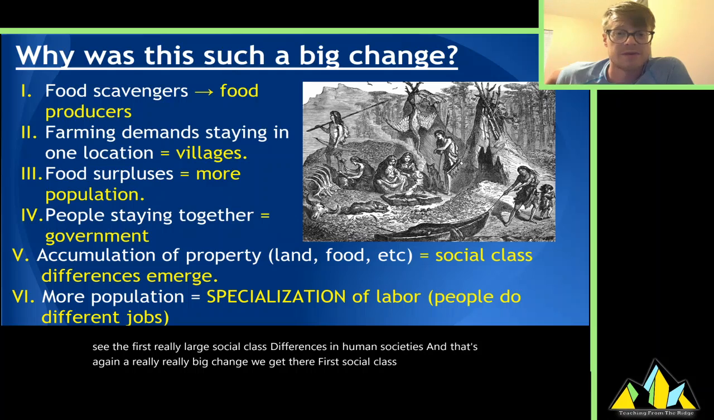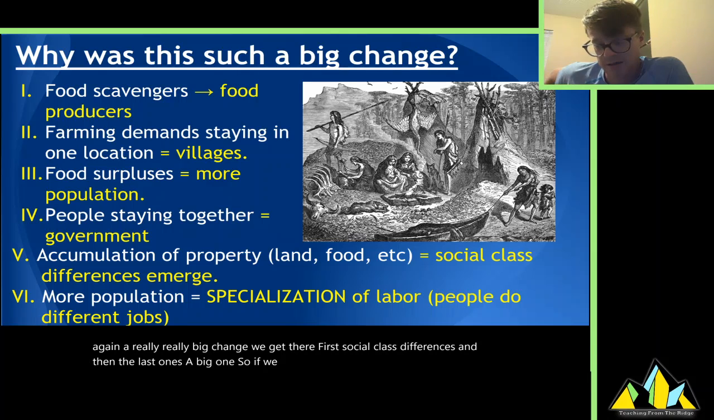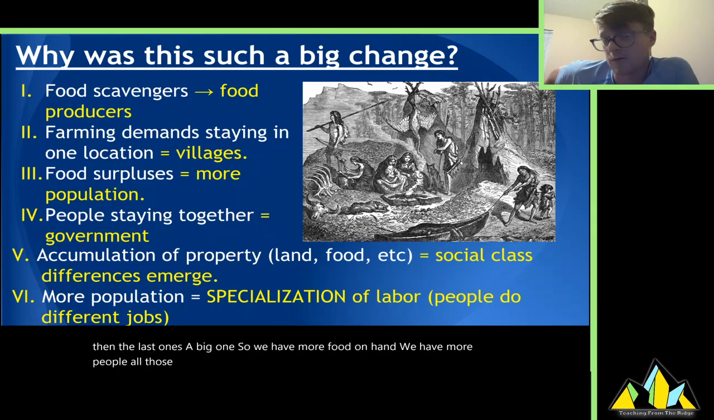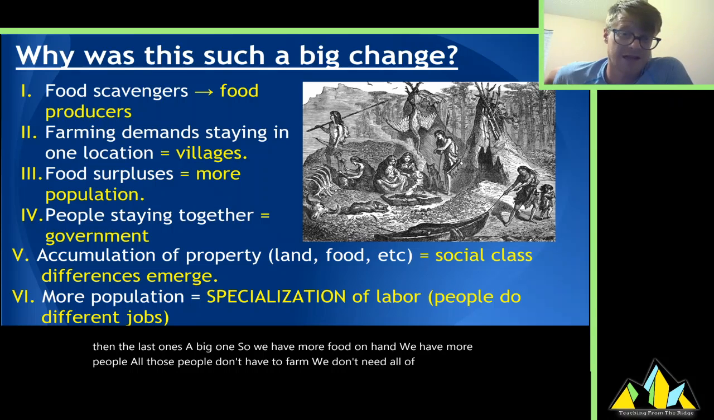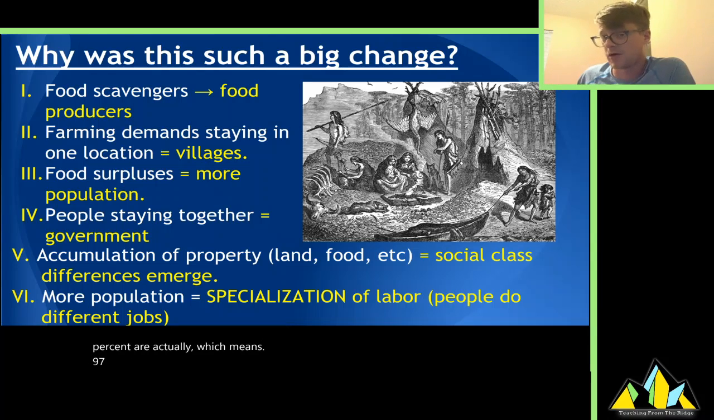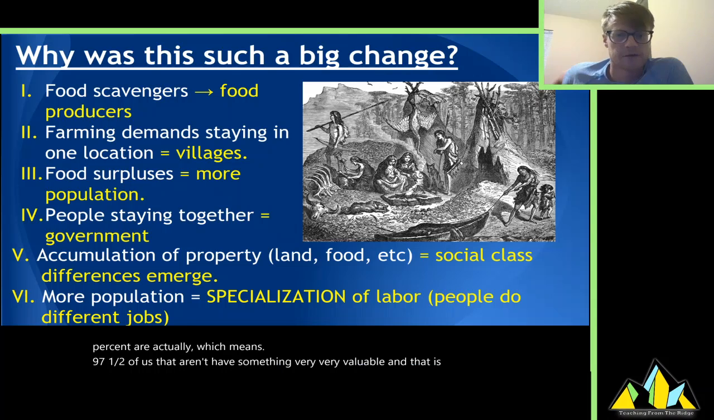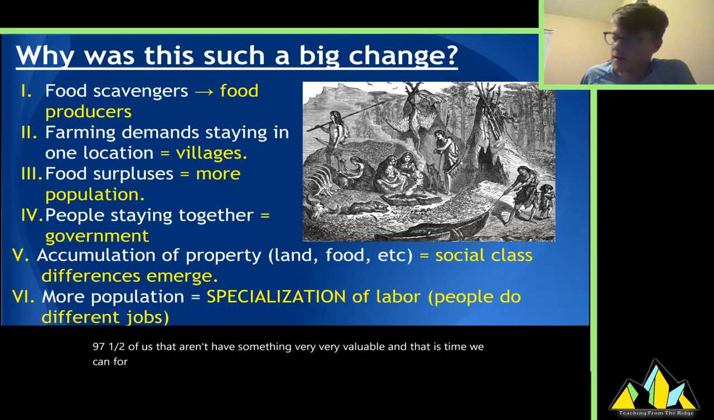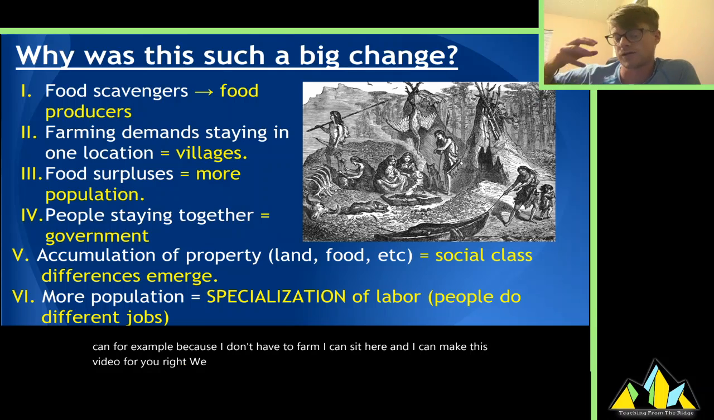And then the last one's a big one. So if we have more food on hand, we have more people, all those people don't have to farm. We don't need all of them to farm. In the United States today, only about 2.5% of people, give or take a few percent, are actually farmers, which means the 97.5% of us that aren't have something very, very valuable, and that is time. Because I don't have to farm, I can sit here and make this video for you, right? We have people who can do what's called specialized labor, or specialization of labor.